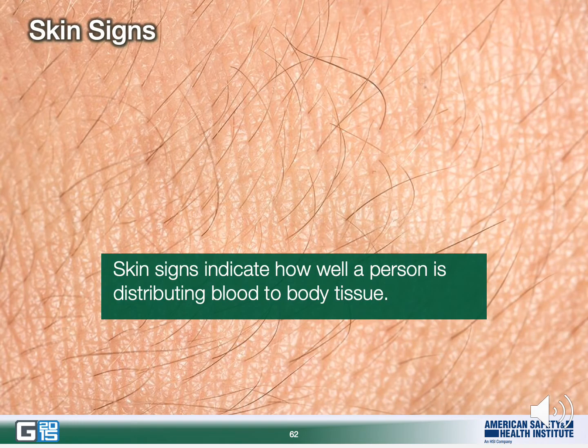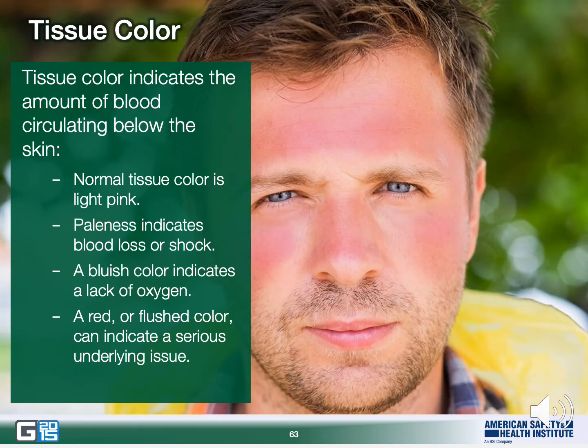All right, now you're going to look at the skin signs. That's how well the person is distributing blood to the body tissue. So tissue color indicates amount of blood circulating below the skin. Normal tissue color is pink. Paleness indicates blood loss or shock. A bluish color indicates a lack of oxygen. A red or flesh color indicates a serious underlying issue.